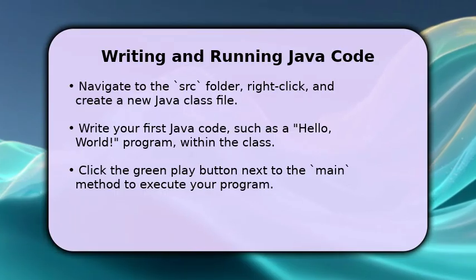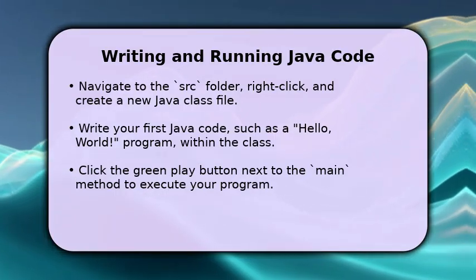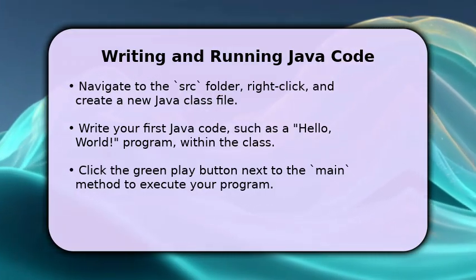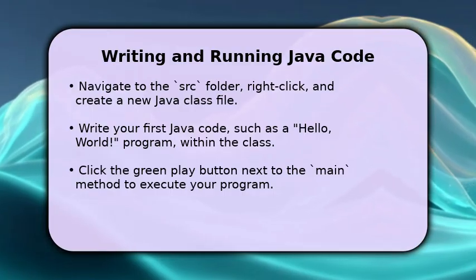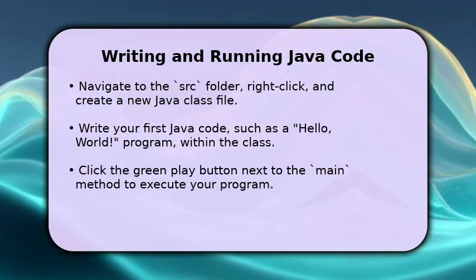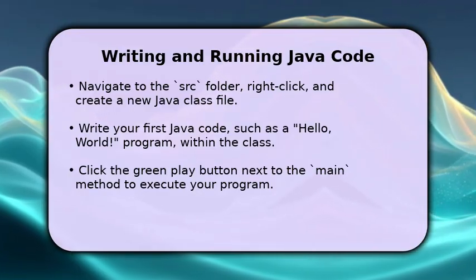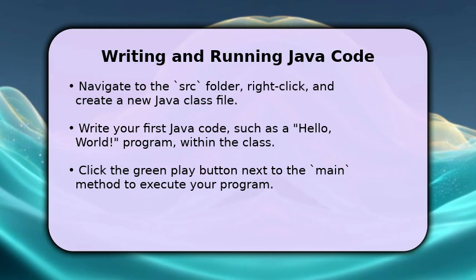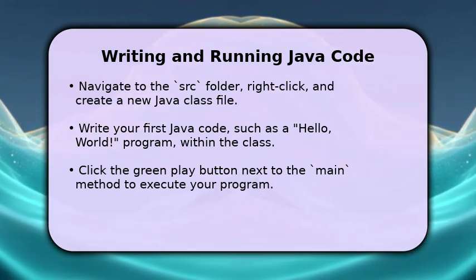In your new project, expand the SRC folder, right-click, and select New, then Java class. Name your class, for example, Main. Inside, type a simple Hello World program. To run it, locate the small green play button next to your main method and click it. Your output will appear in the Run console at the bottom.